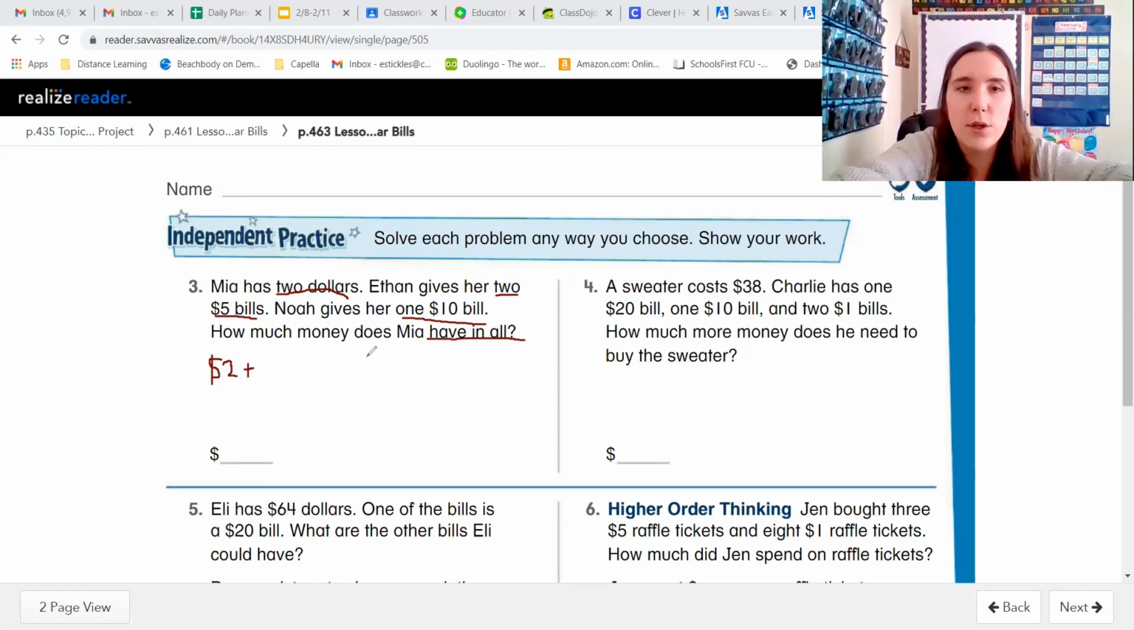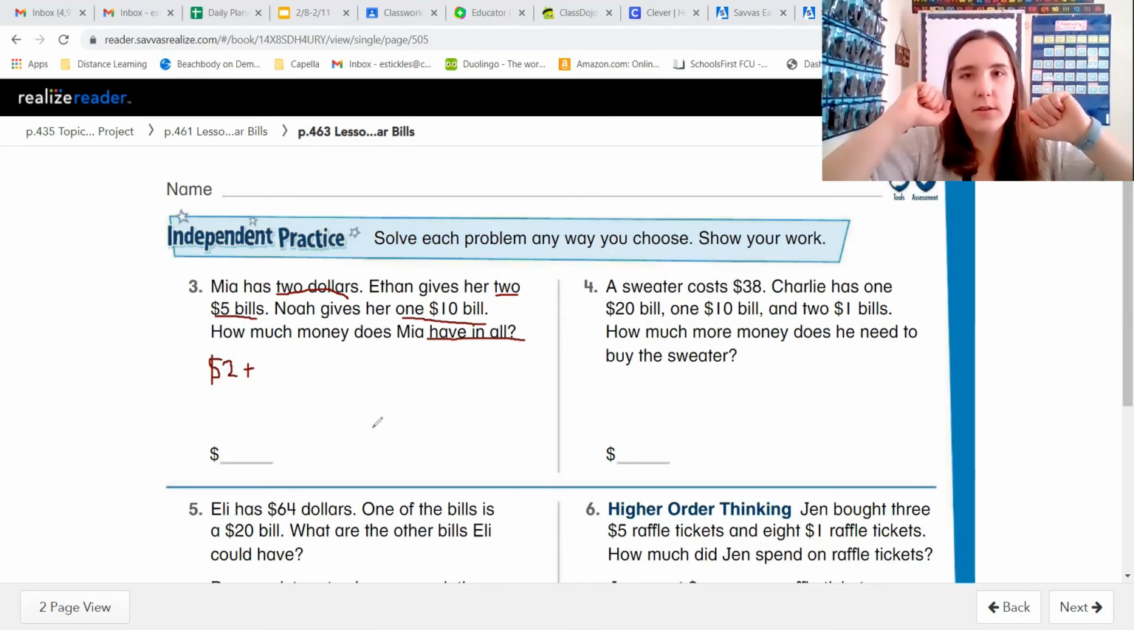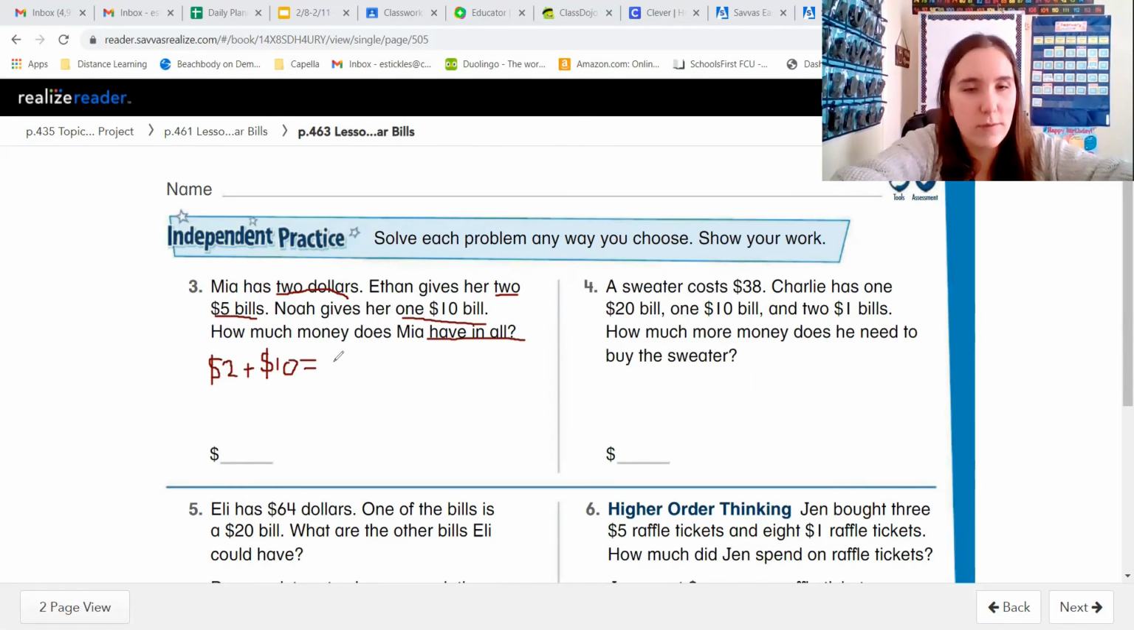But then Ethan gives her 2 $5 bills. What is $5 plus $5? $10. So Ethan gives her $10. So I'm going to glue those together and just add $10 all together at one time instead of doing 2 plus 5 plus 5. And $2 plus $10 would be $12. So that's what Ethan gave her.